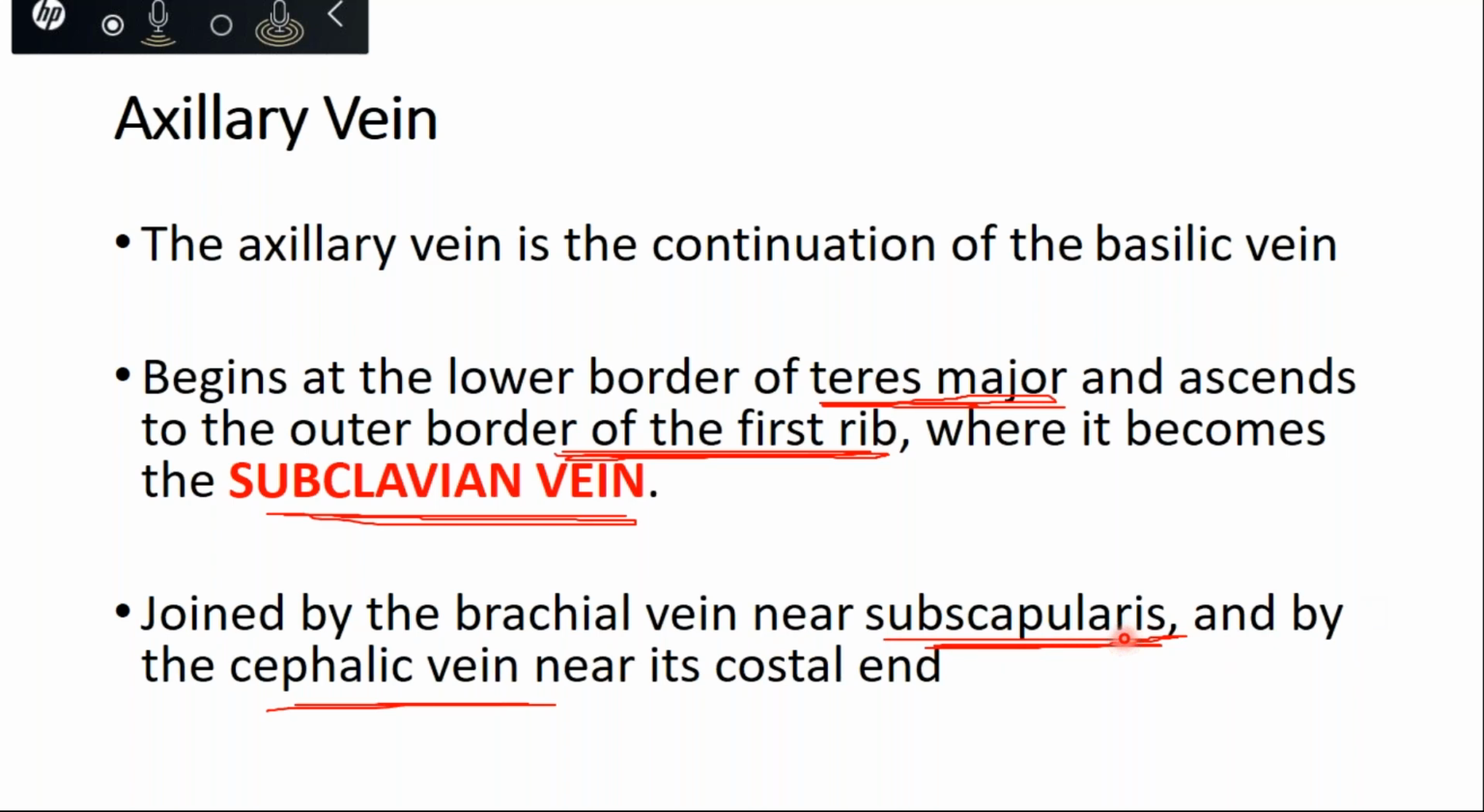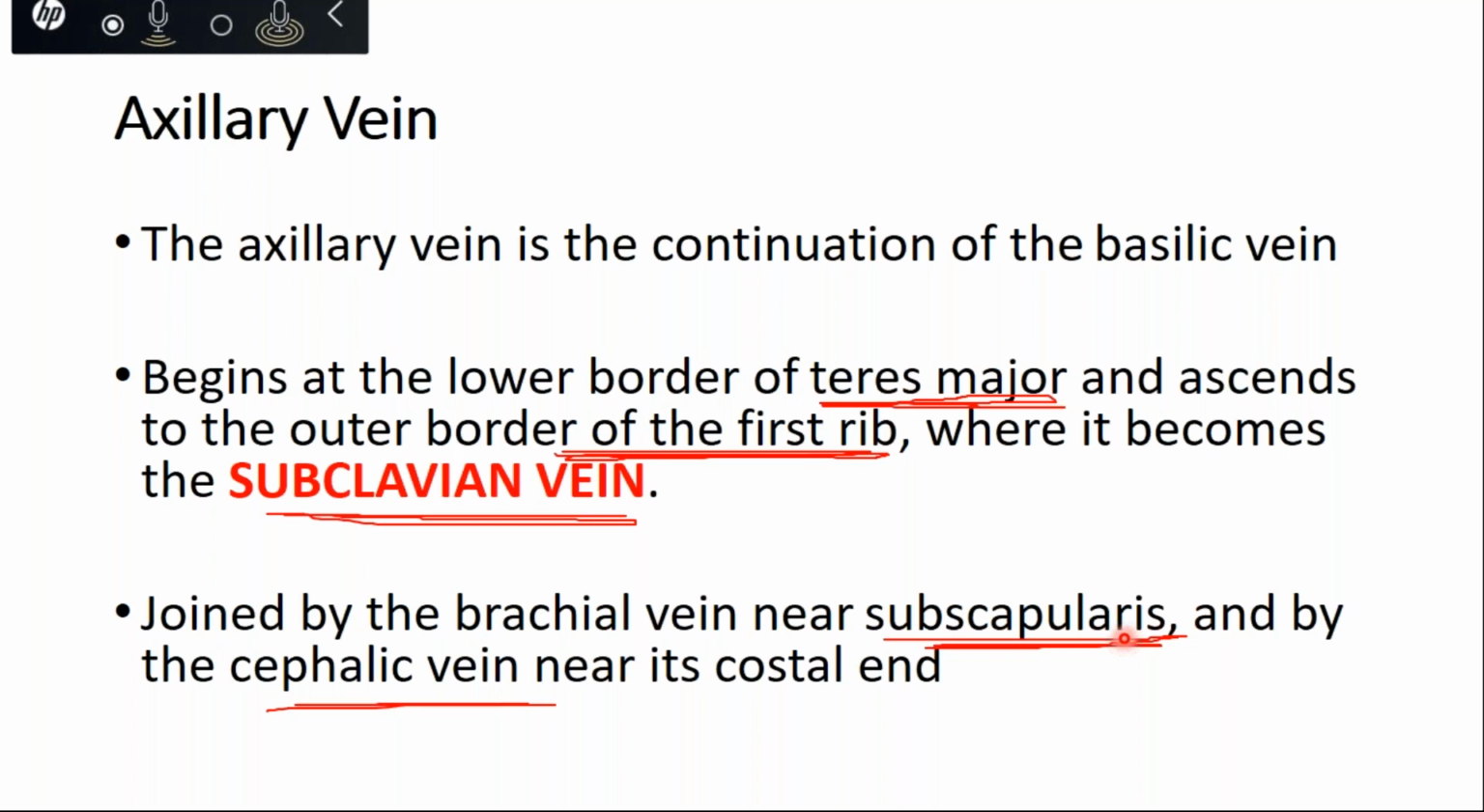Subscapularis. Okay. See, remember, I will just give you a small clue. The names of the muscles can be confusing, especially for a first time learner. Remember, most of the names are given depending on the location, the action, or the size.